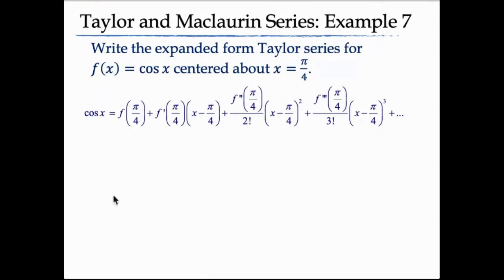Not only will it change your coefficient, but it's also going to change your x term. So now instead of it just being x to the first power, it's x minus pi over 4 to the first power. Instead of this being x squared, it's x minus pi over 4 to the second power, and so forth.